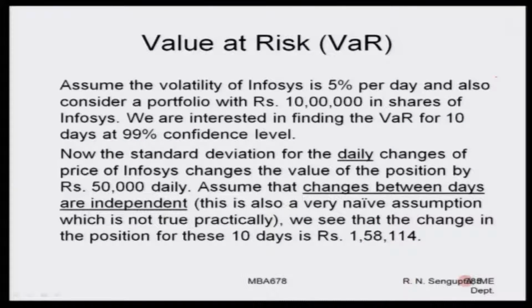Assume a volatility of Infosys of 5% per year and also consider a portfolio with 1 million, 10 lakhs, in shares of Infosys. We are interested in finding the value at risk for 10 days. Now, the standard deviation of the daily change on Infosys, if the value of the position is 50,000. Assume that the changes between days are independent, that is very important. We can find that the change in 10 days is given by 158,114. So, use the same calculation and you can solve your problem.